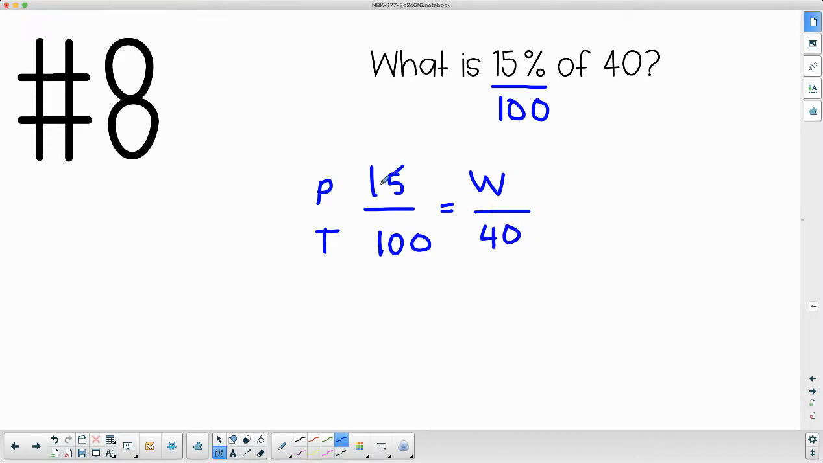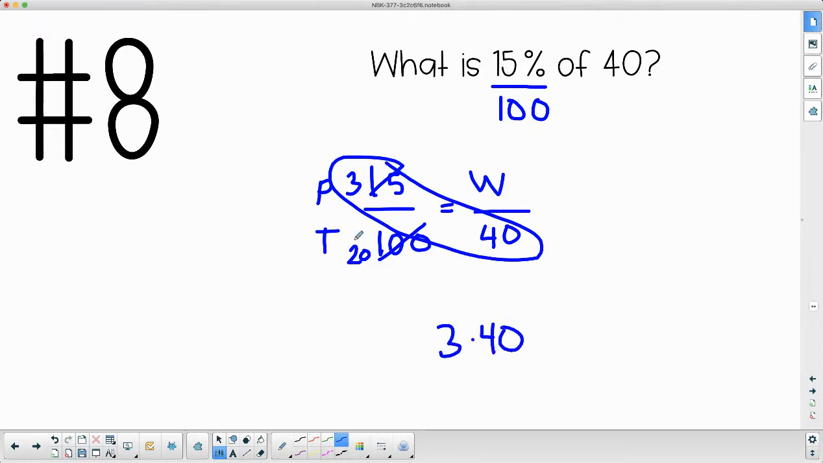So I'm going to simplify first. So I know that 5 goes into 15 3 times. 5 goes into 100 20 times. So we need to do 3 times 40. And then we're going to divide that number by 20. Will tell us what is 15%.